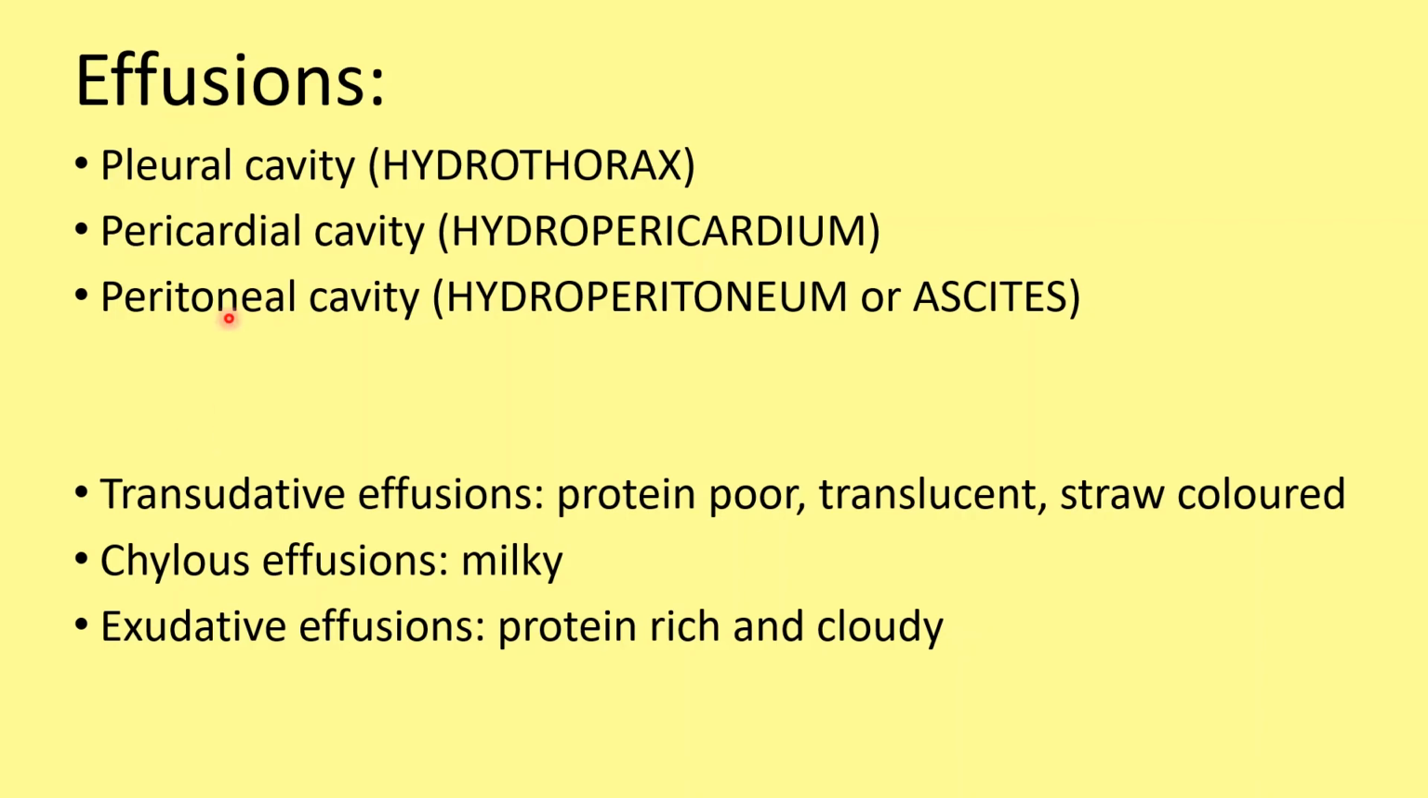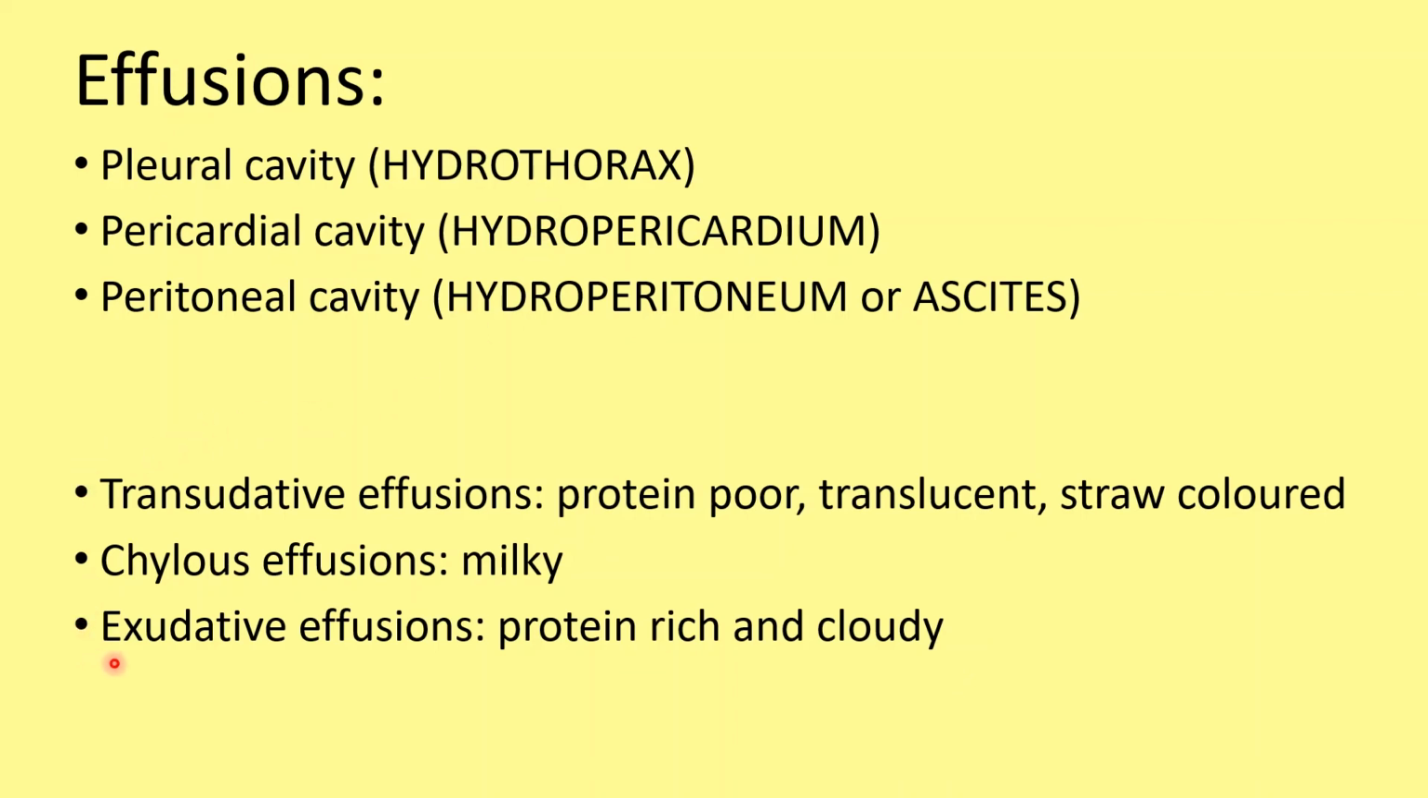Effusions. The collection of fluid in the serous cavities is called effusion. The collection of fluid in the pleural cavity is hydrothorax. In the pericardial cavity, it is hydropericardium. In the peritoneal cavity, it is hydroperitoneum or ascites. So these are the various types of effusions.